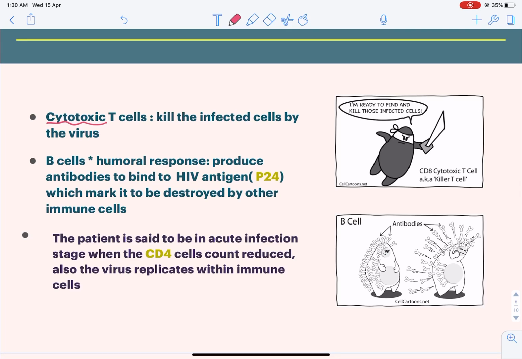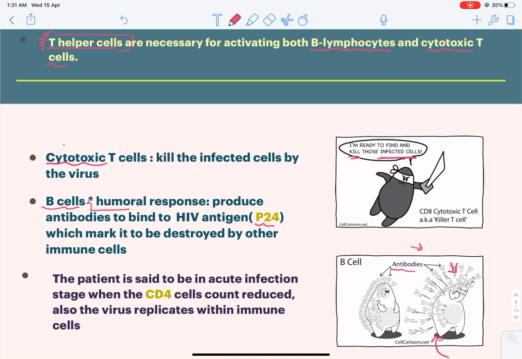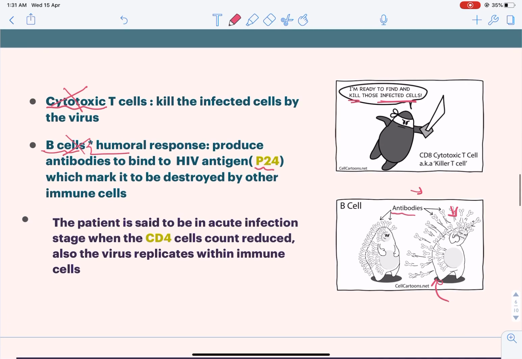Cytotoxic T cells are responsible for killing the infected cells, and B cells, which are the humoral response, produce antibodies that bind to the viral antigen, which is p24, to mark the virus for other immune cells to come and destroy it. So without T helper cells, we don't have cytotoxic T cells or B cells, so we don't have an adaptive immune response.